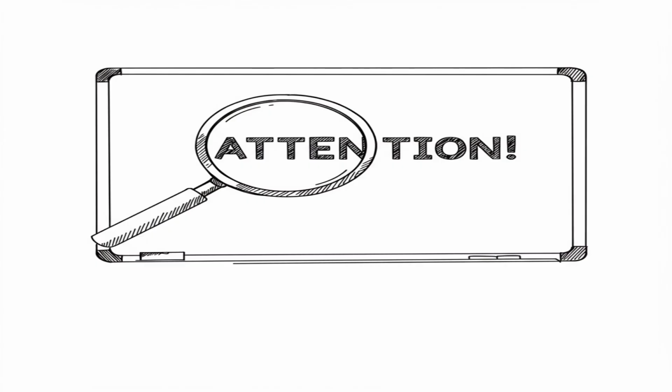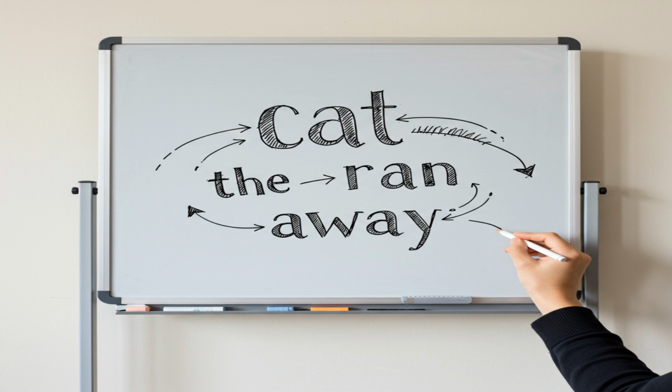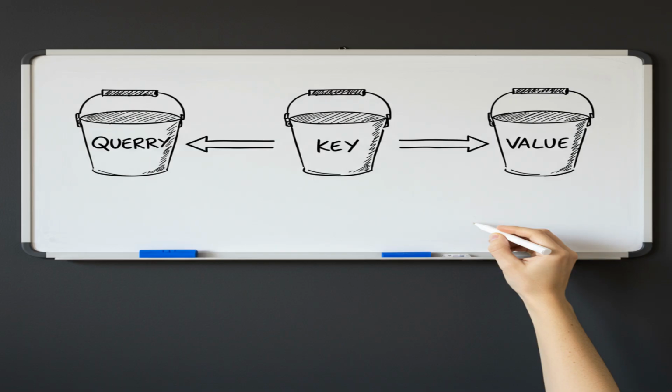Now, for the core innovation, attention. This mechanism allows the model to focus on different parts of the input sequence simultaneously. Imagine you're reading a sentence. When you see a word, you don't just look at it in isolation. You consider how it relates to other words. In self-attention, each word embedding is transformed into three different vectors: a query, Q, a key, K, and a value, V.